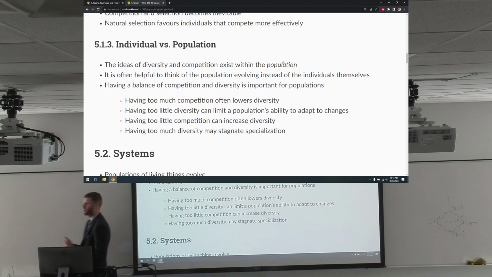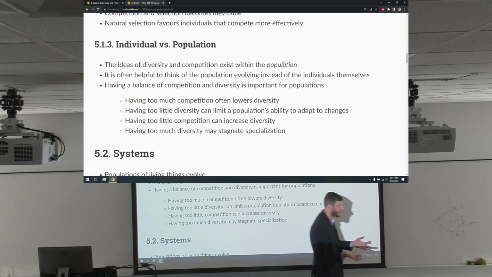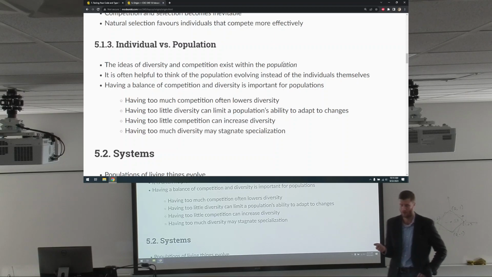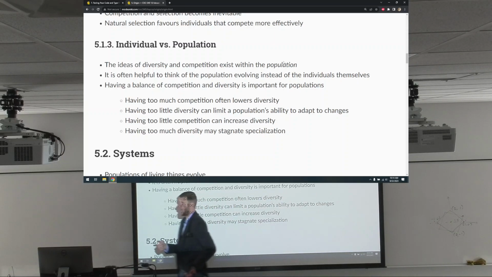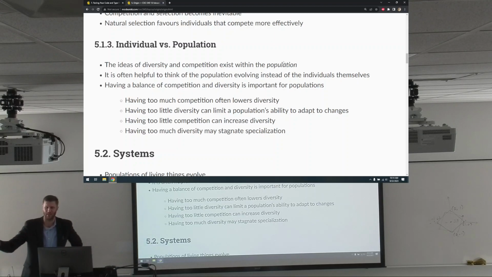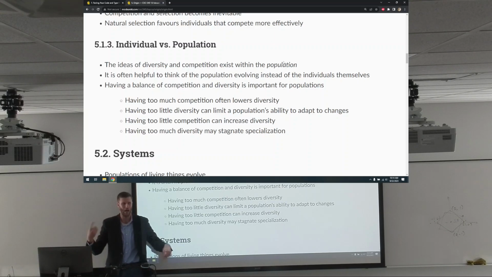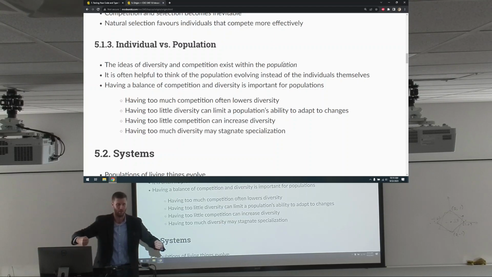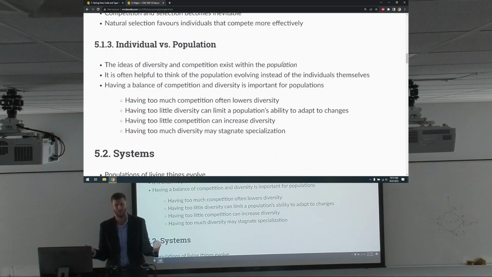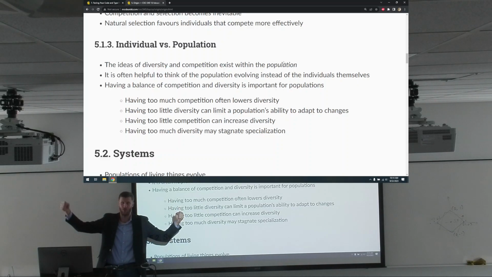Having a balance between competition and diversity is very important for populations. Having too much competition will often lower diversity. Having too little diversity can limit the population's ability to adapt to changes, or at least adapt to the environment. And having too little competition can increase diversity, but having too much diversity can stagnate any specialization within the population. If there's too much diversity, where's that guiding force? You need diversity and you need competition. That's where all the magic is happening in the GA. Fitness and selection are for the competition, and diversity is with the genetic operators. That's the magic.